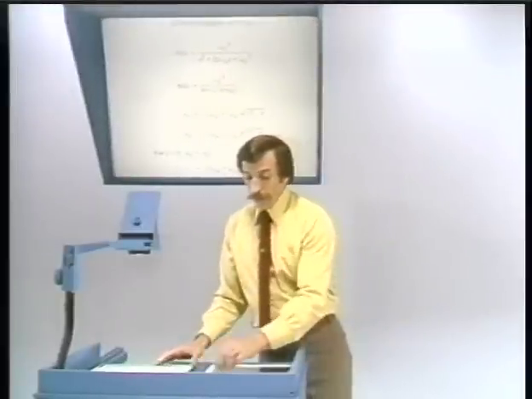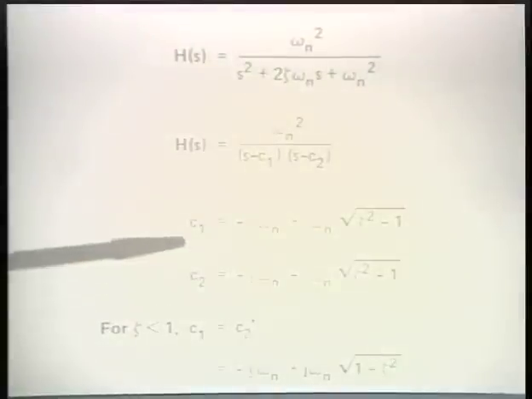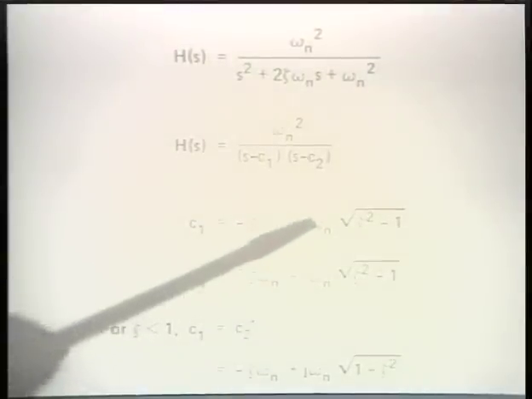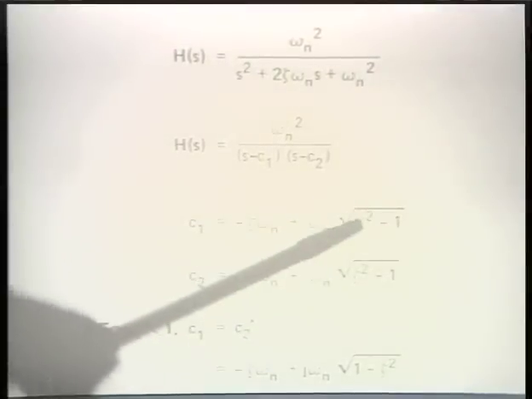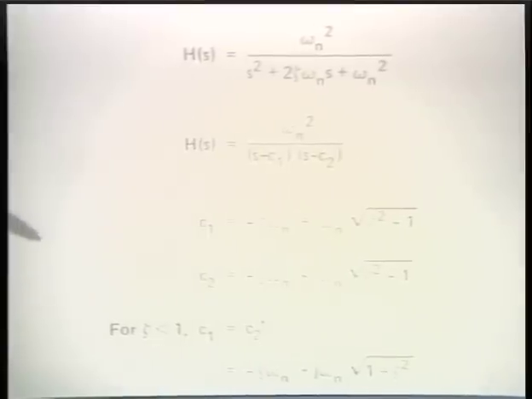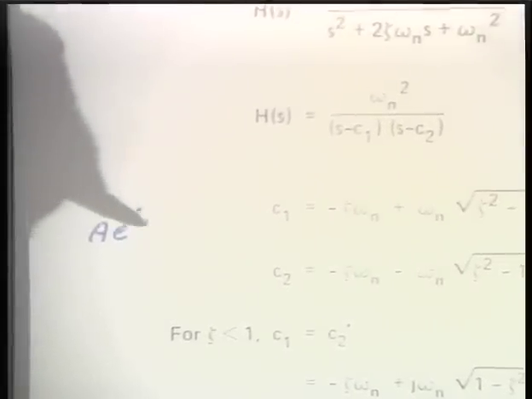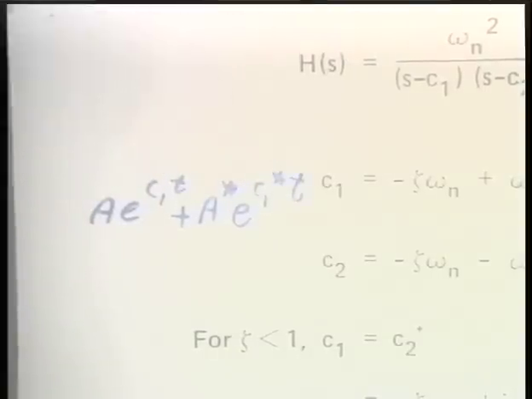Now, in the time domain, what happens is that we have, of course, these complex roots, which I indicated previously, where this represents the imaginary part because zeta is less than 1. And in the time domain, we will have a form for the behavior, which is a e to the c1t plus a conjugate e to the c1 conjugate t.